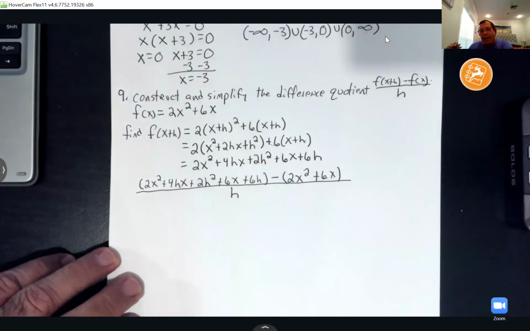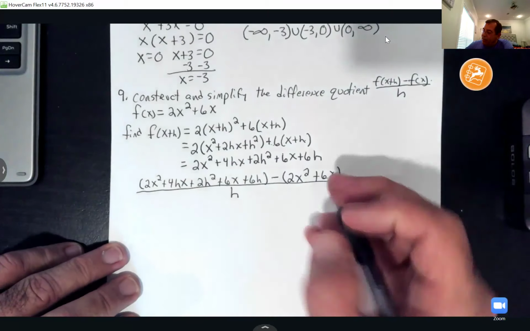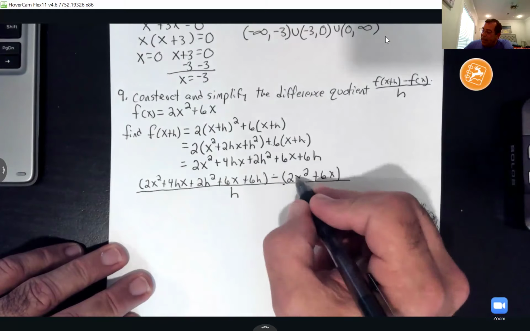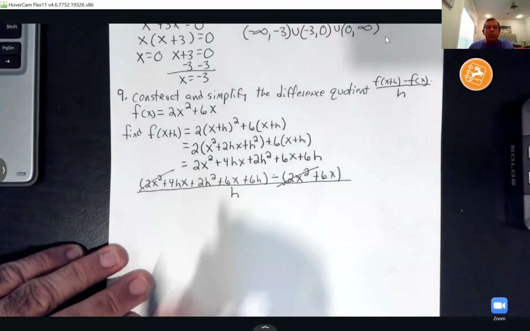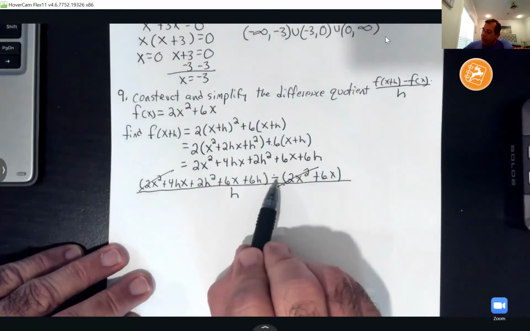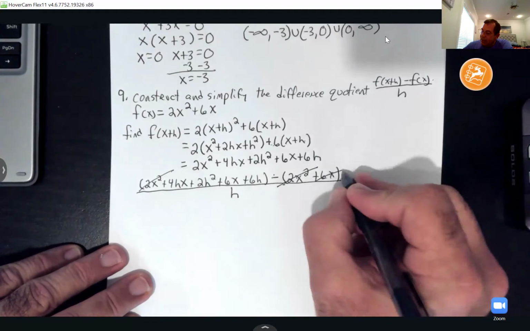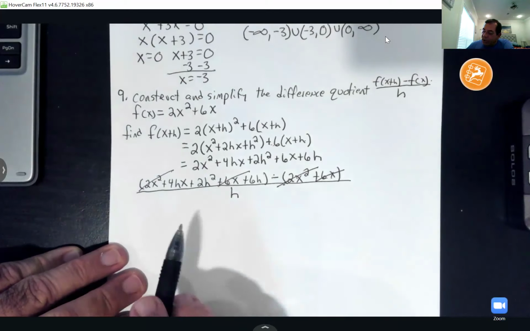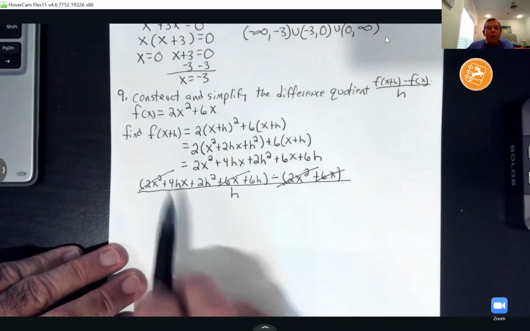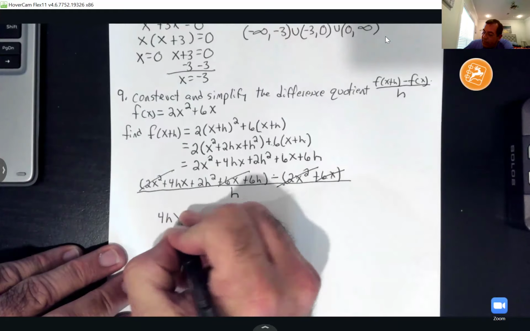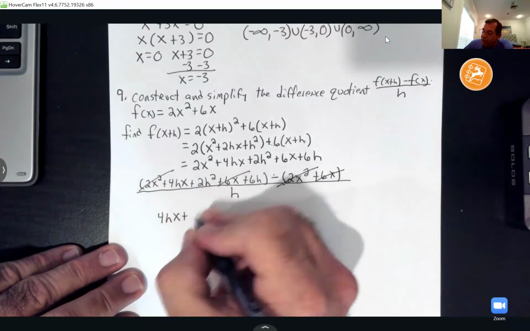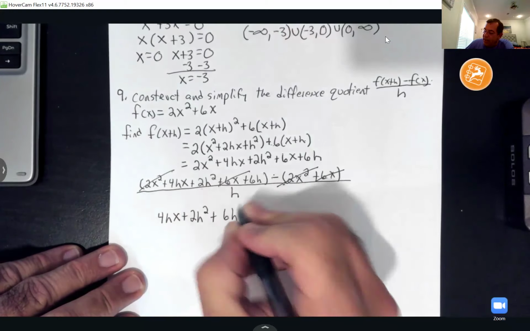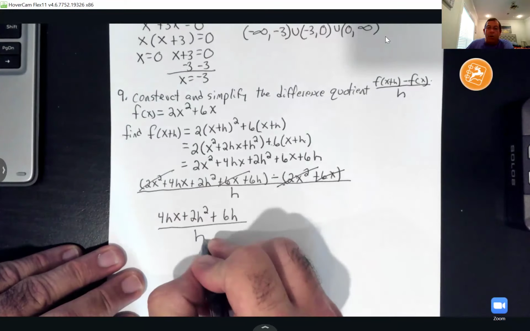All right, so the main thing you wanted to realize on these problems, everything in the second parentheses is going to cancel out. That negative 2x squared canceled with a 2x squared. And this is really a negative 6x. It's going to cancel with that 6x. So the h's are all that's left. So 4hx plus 2h squared plus 6h all over your h.